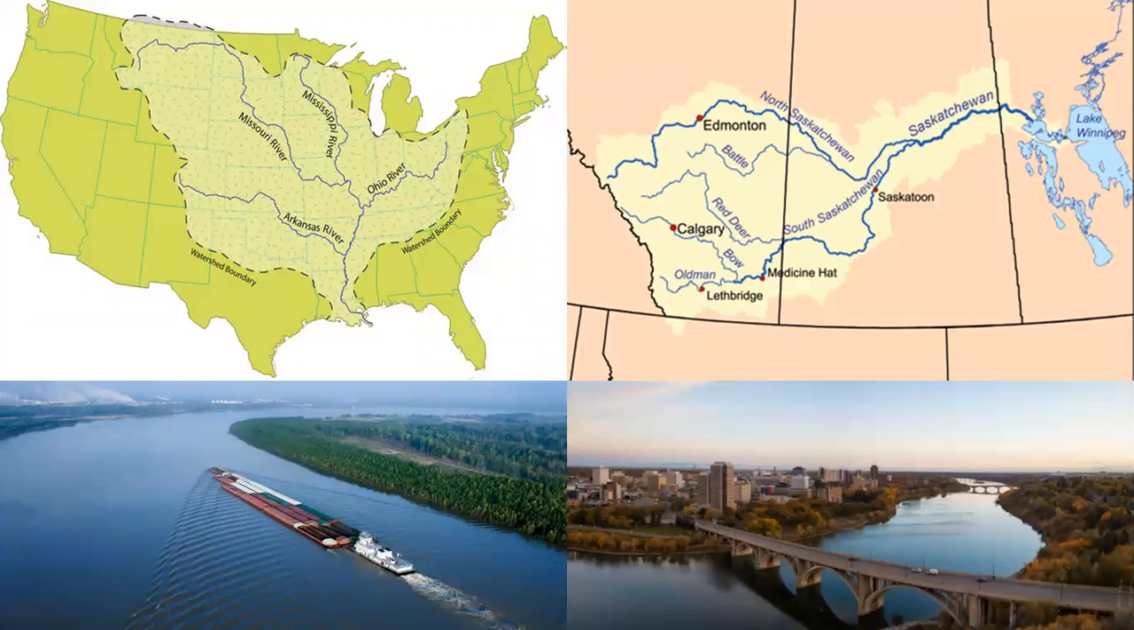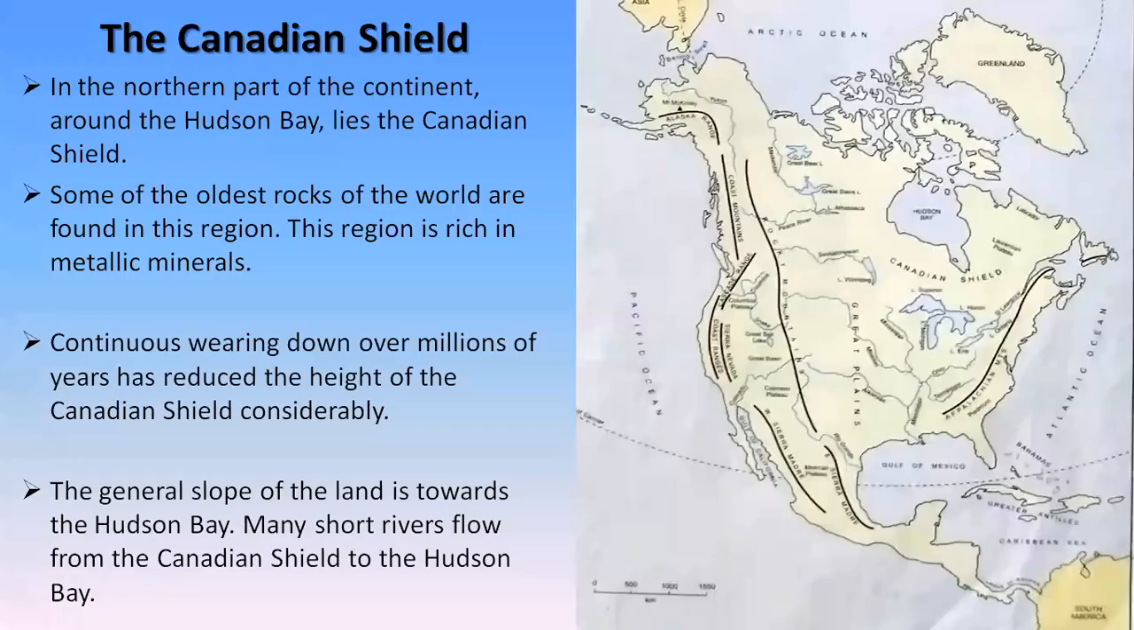Now we are moving to the next topic: the Canadian Shield. Where is the Canadian Shield located? In the northern part of the North American continent, it is located around the Hudson Bay. This is Hudson Bay, and on the right side map you can find Hudson Bay here, and around the Hudson Bay the Canadian Shield is located.